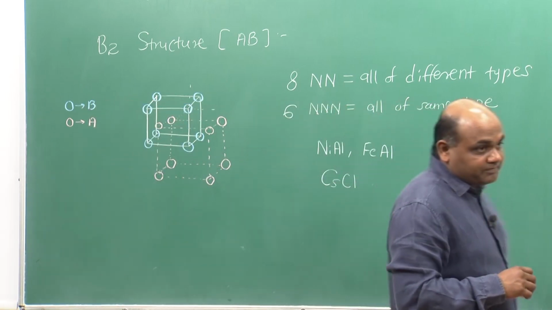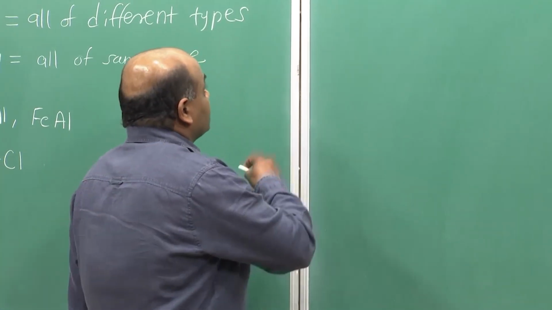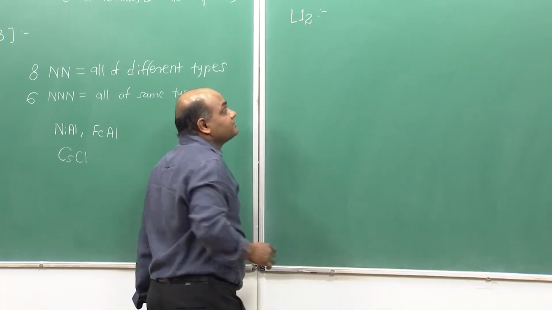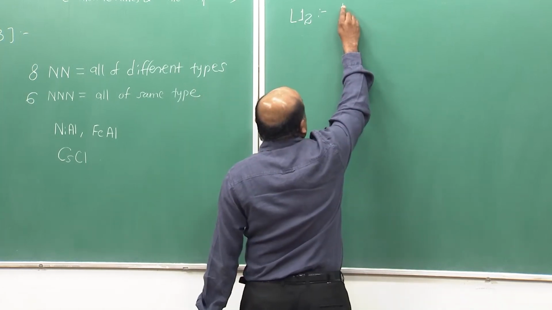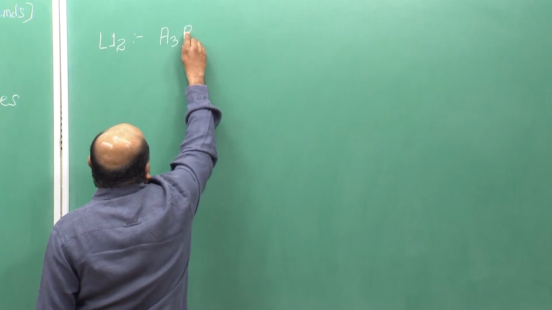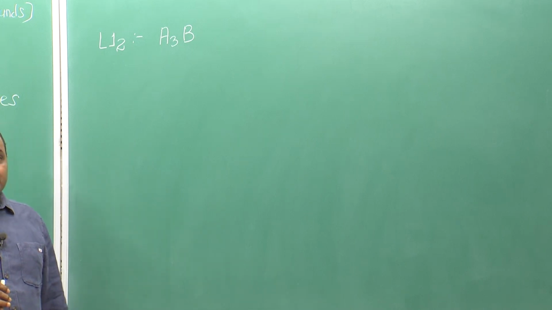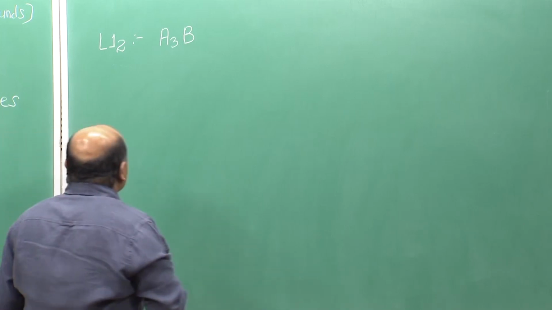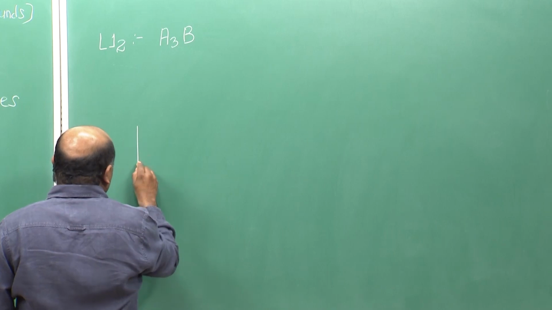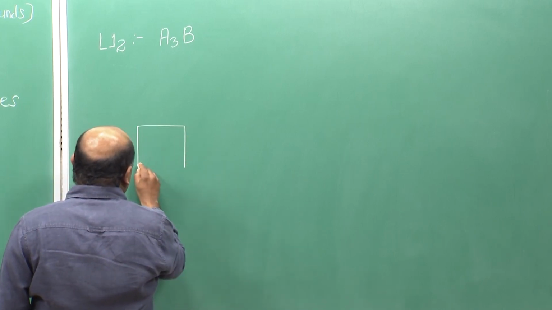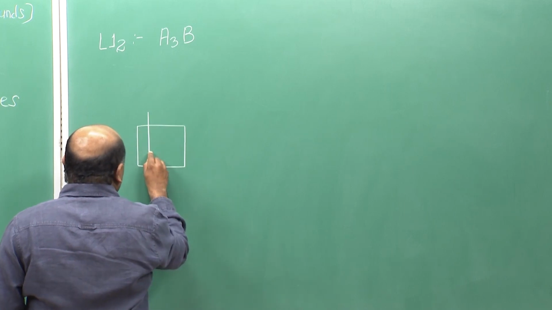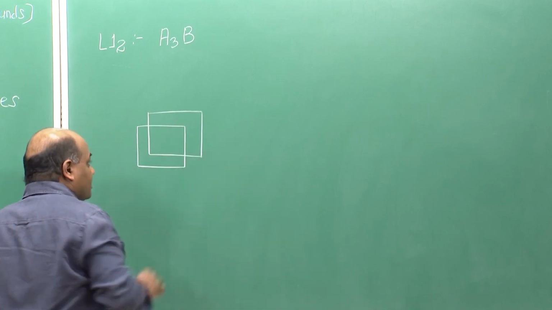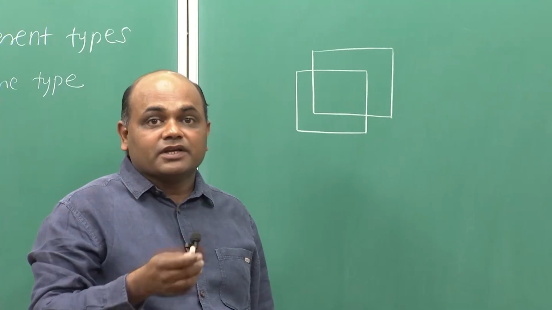Another important crystal structure in ordered compounds is called the L12 structure, and this occurs in compounds of the stoichiometry A3B, 3 atoms of A per atom of B, and this L12 structure can be simplistically looked upon as a face centered cube with all B atoms at the corners and all A atoms at the face centers.